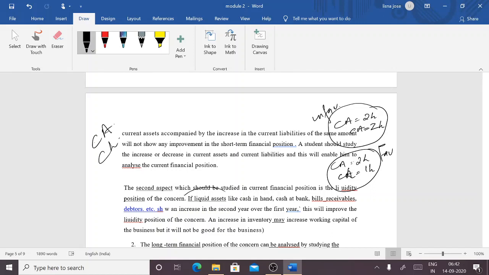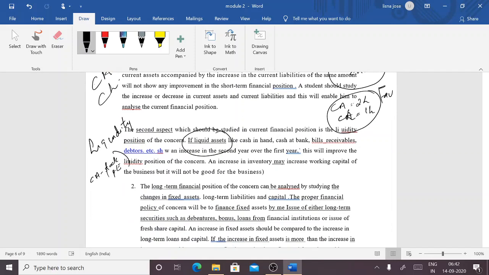So how can we calculate this liquidity position of the company? We have already seen in ratio analysis how we can calculate liquid asset. That means two items will be excluded from the current asset. That means current asset minus stock and prepaid expense. So when we deduct both items from the current asset, we will get the liquidity position of the company. So this is how we can analyze the current financial position of a company.